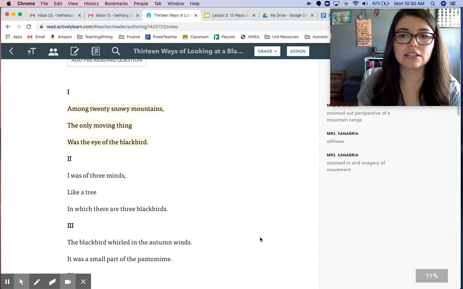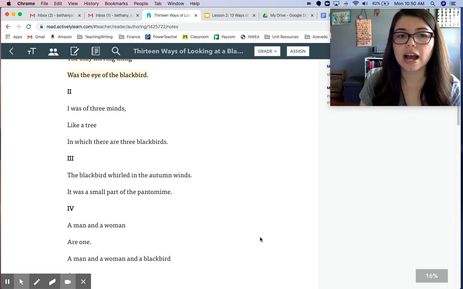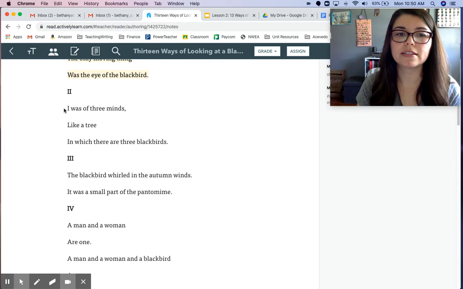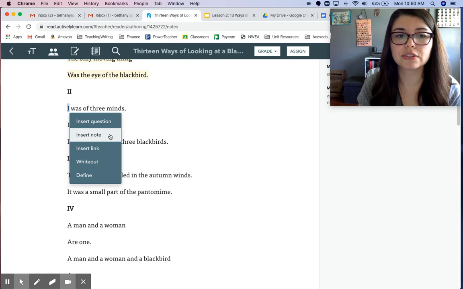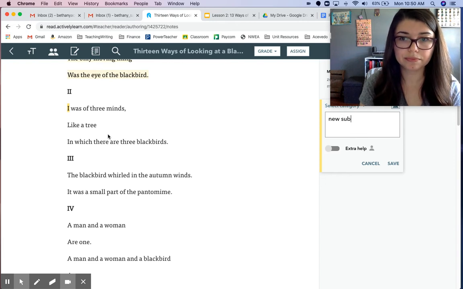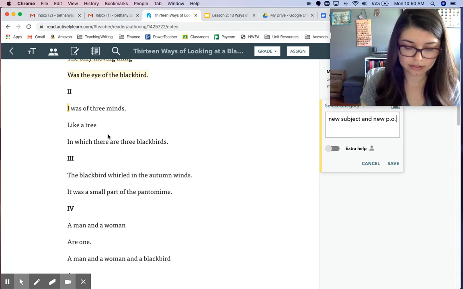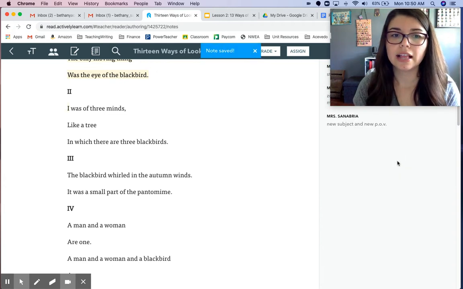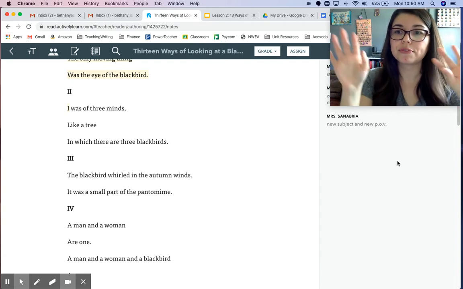So in stanza two, it says, I was of three minds, like a tree in which there are three blackbirds. Okay, now we have the subject, we have a person, right, that is not a bird. So we're introducing maybe a new character or a new subject who might have their own point of view, right? And they're saying that they're of three minds, like a tree in which there are three blackbirds.